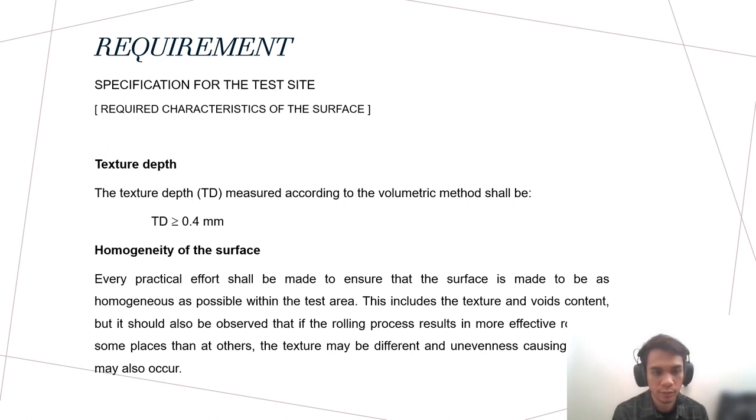The homogeneity of the surface. Every practical effort shall be made to ensure that the surface is as homogeneous as possible within the test area. This includes the test texture and void content, but it should also be observed that if the rolling process results in more effective rolling at some places than at others, the texture may be different and unevenness causing bumps may also occur.